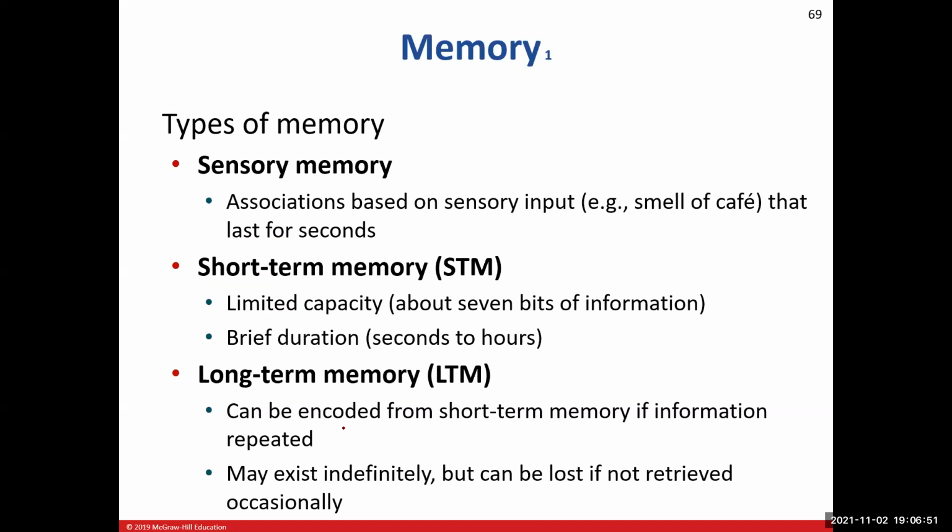Okay, memory. Now let's learn a little bit about memory. There are three types of memory: sensory memory, short-term and long-term. Most of us are familiar with short-term and long-term memory. Long-term is the permanent memory. That's the stuff that you remember, like the name of your kindergarten teacher. That's long-term memory.